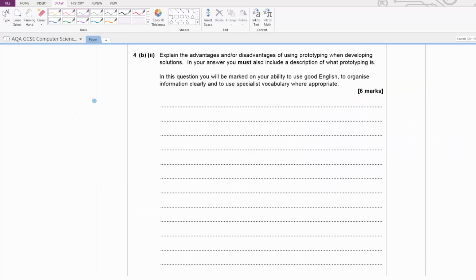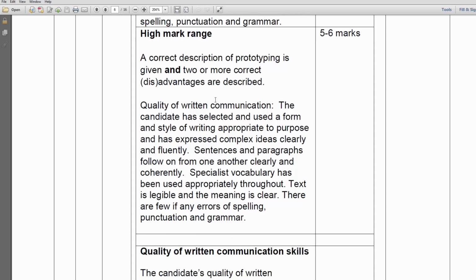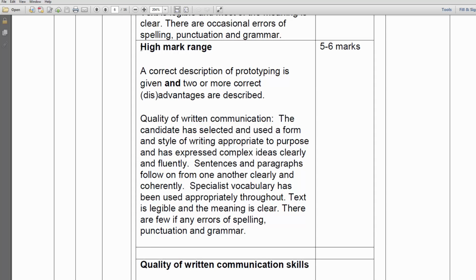So now we have the first of the quality of written communication questions, which are always very fun. We're asked to explain the advantages and or disadvantages of using prototyping when developing solutions, and you must also include a description of what prototyping is. And as I say, it's a quality of written communication question, so just to show you the general description of the marking range. We're obviously aiming for a high mark range, which is 5 or 6 marks.